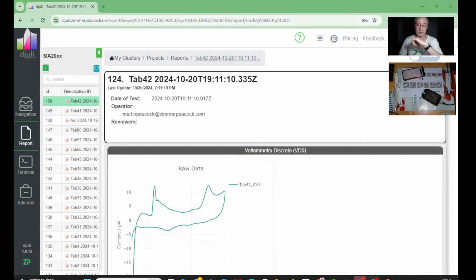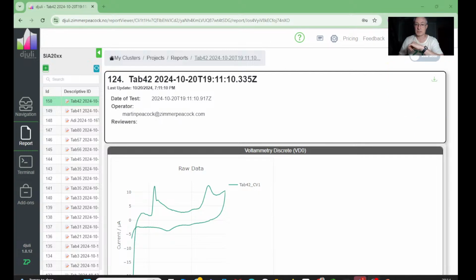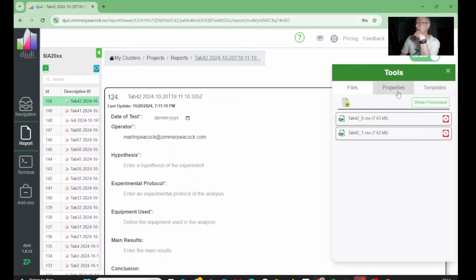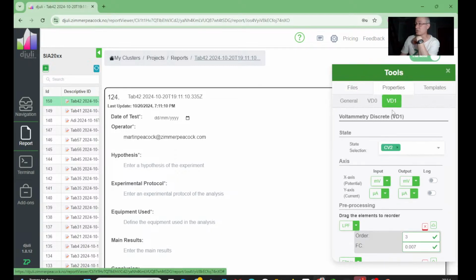I'm just going to talk about the data pipe. So we were able to turn raw cyclovoltammetry into an actual concentration. Now, how do we do that?